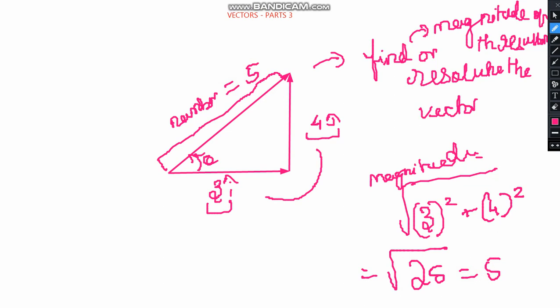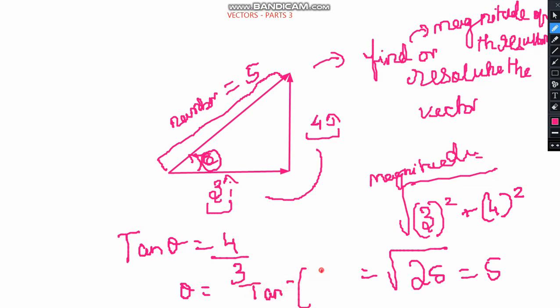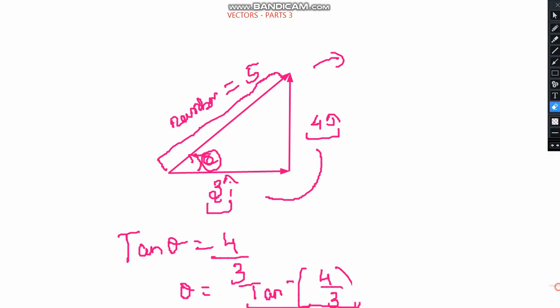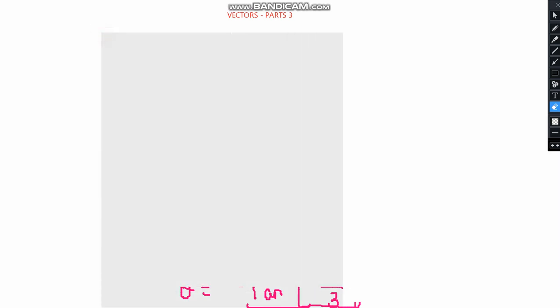Magnitude angle form. So we also need to find the angle. I know this angle, and we know the tan of this angle is basically 4 by 3. So this angle is basically tan inverse of 4 by 3. So that's how you resolve a vector from the component form to magnitude angle form. Very useful concept, please understand.